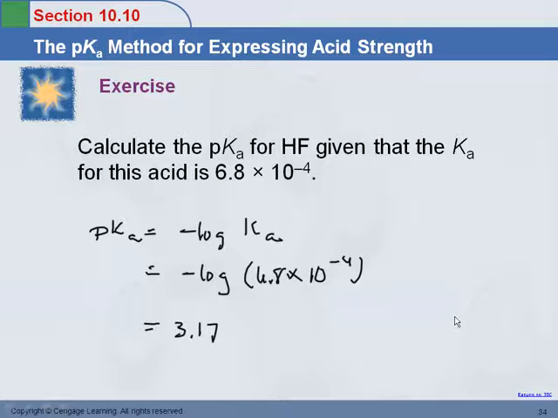So let's back up a second and see what that actually means. If I have a large Ka, remember that went with a strong acid. So that means a small pKa will go with a strong acid, and a large pKa will go with a weak acid.